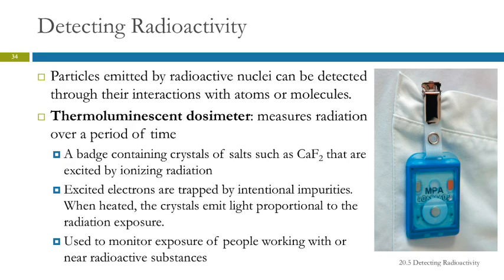So one way of detecting radiation is called a thermoluminescent dosimeter. And a dosimeter measures radiation over a period of time. And so these are used to monitor the exposure of a person who's working with radioactivity. So here we have the photograph of the dosimeter. It's a badge that's worn on your lab coat, and it is exposed to whatever radioactivity you are.